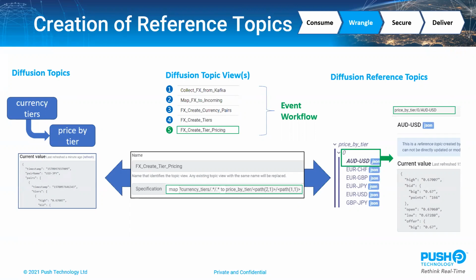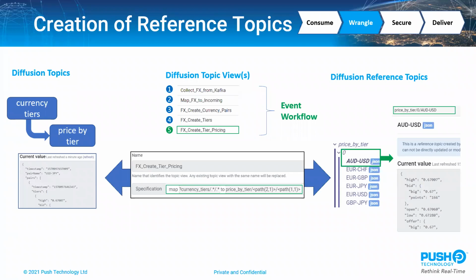And so now I can subscribe specifically. On the top right-hand side, you see the topic name. Right now it's priced by tier /0 /Australia hyphen US dollar, okay? Or maybe I want to subscribe to everything that's underneath tier 0. So I can become very specific, fine-grained as to what I want to subscribe to.